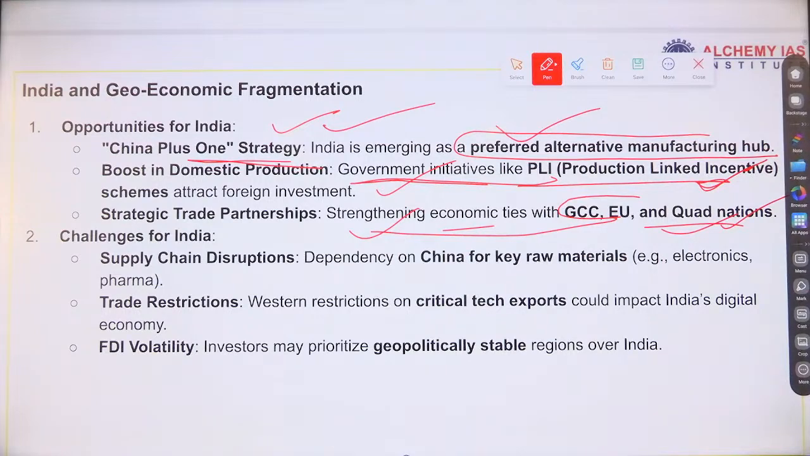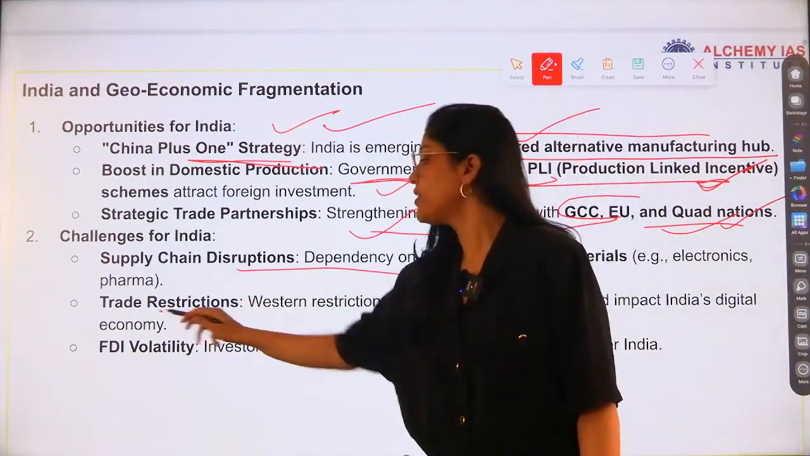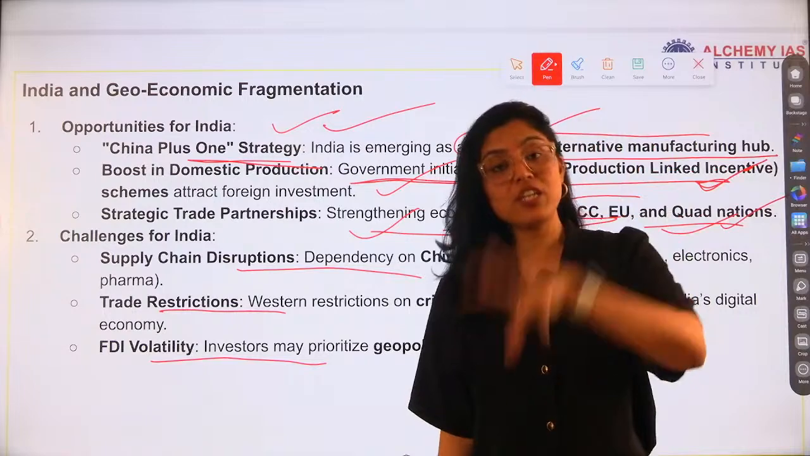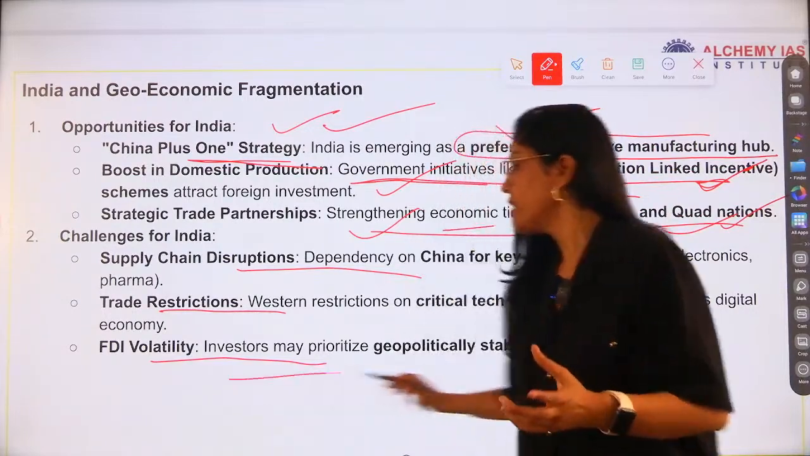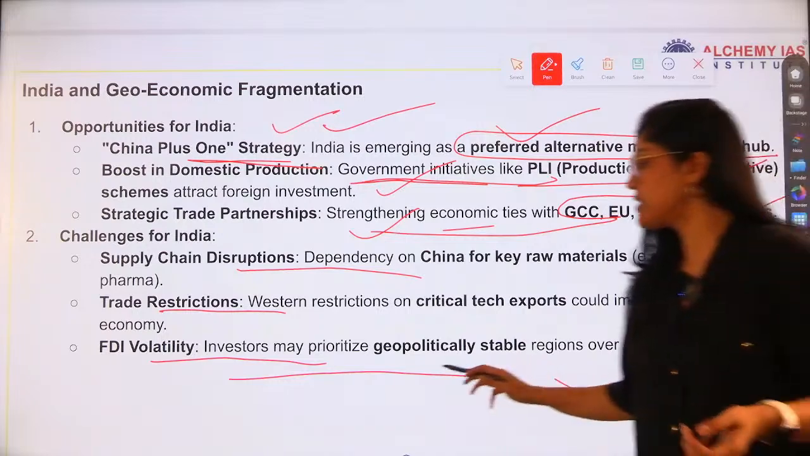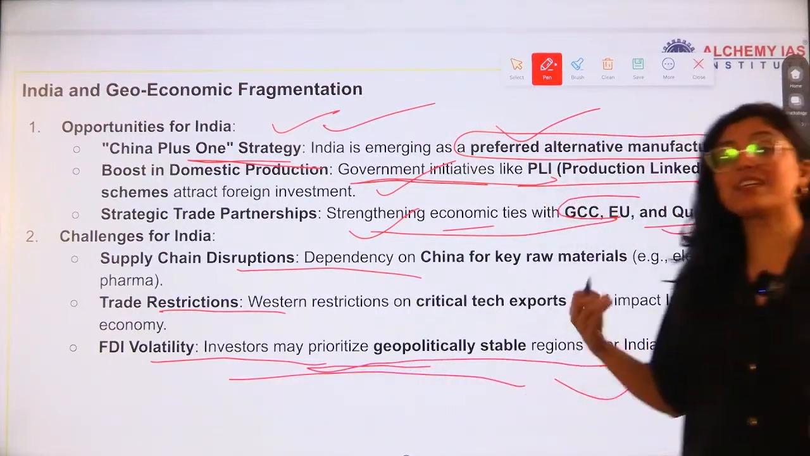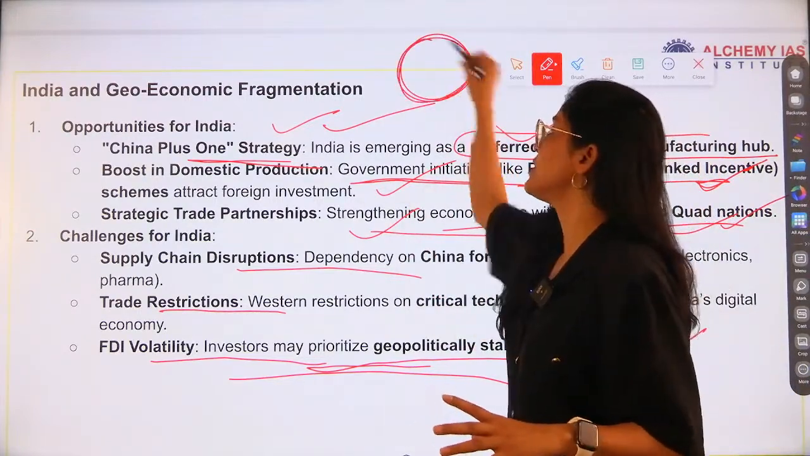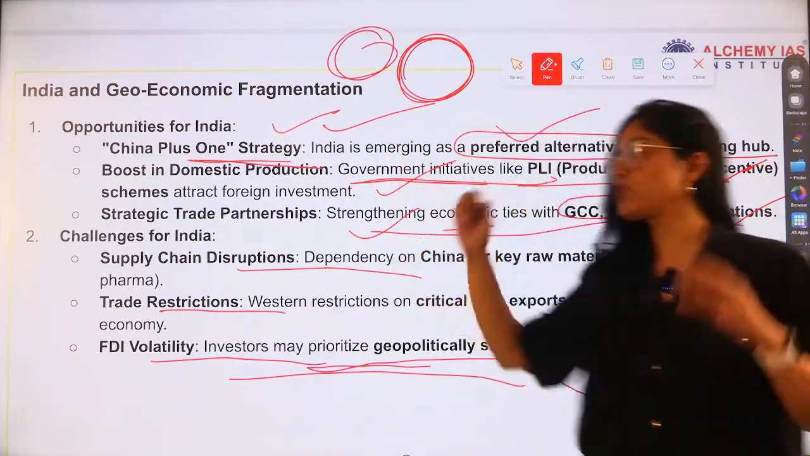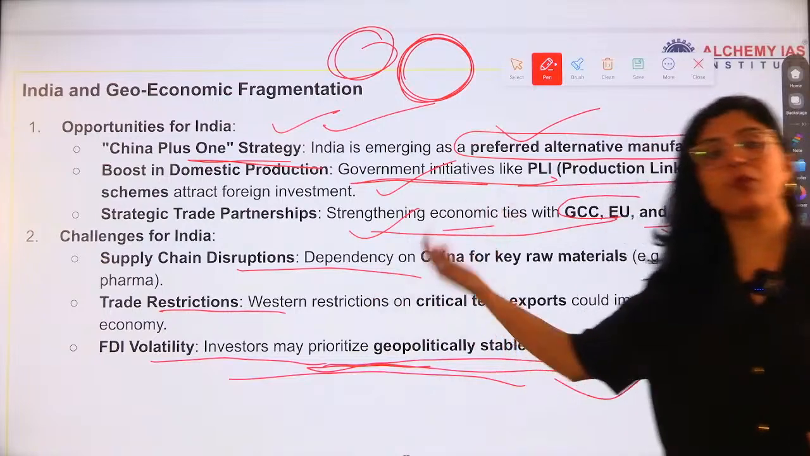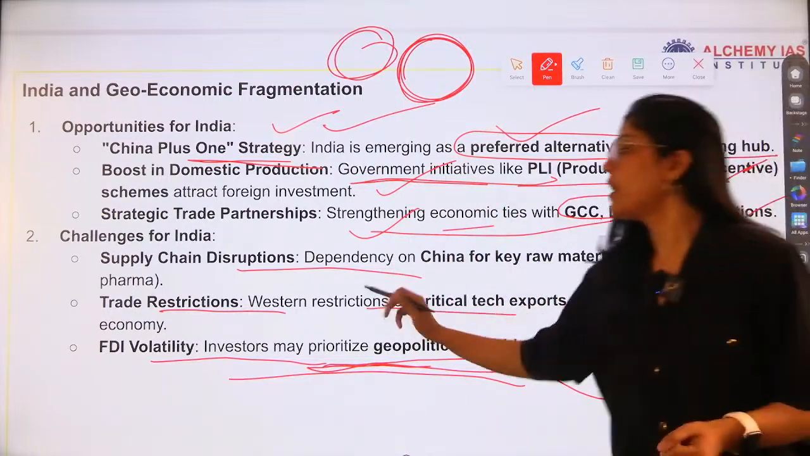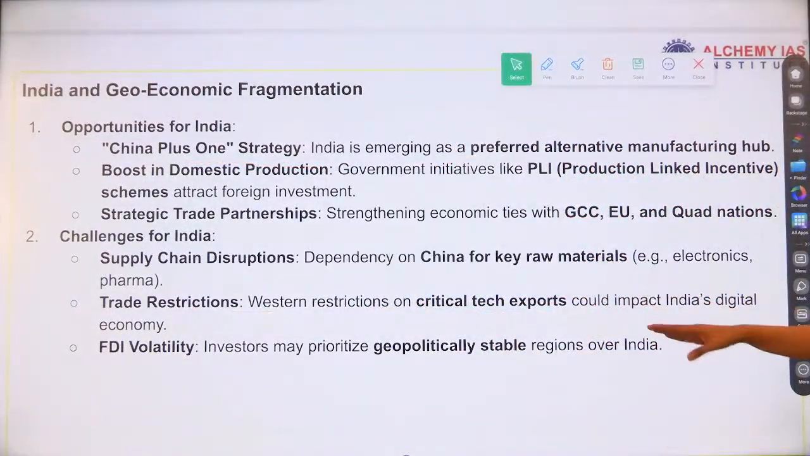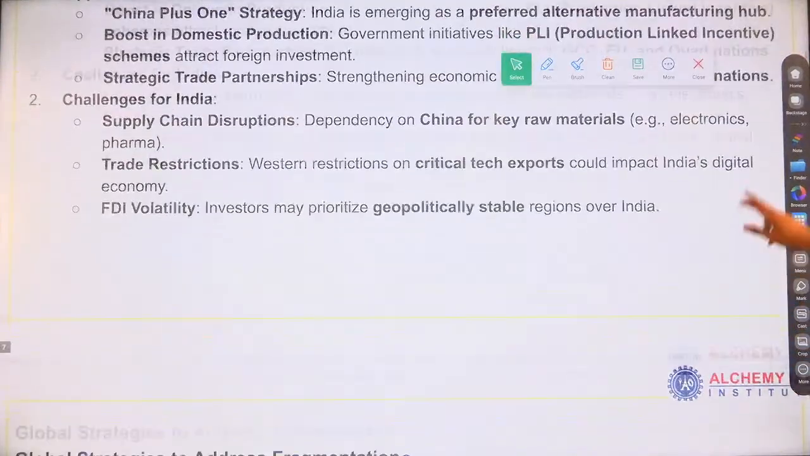What are the challenges? Supply chain disruption will be there, trade restriction and volatility will be there. We saw that regionalism in FDI was an effect, right? So this will also be happening, and investors may prioritize geopolitically stable regions over India, because this GEF is limited to separate, different regions, right? So FDI will also be moving to those geopolitically stable regions. This can be the outcome also. Trade restriction will be there. Western restrictions on critical technology export could impact India's digital economy.